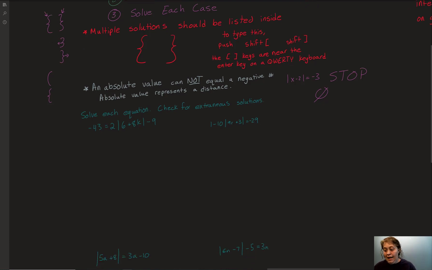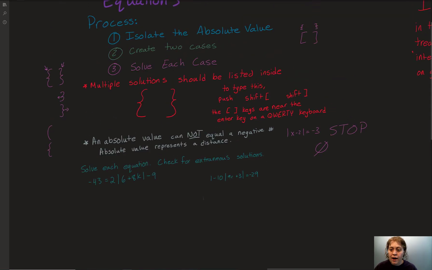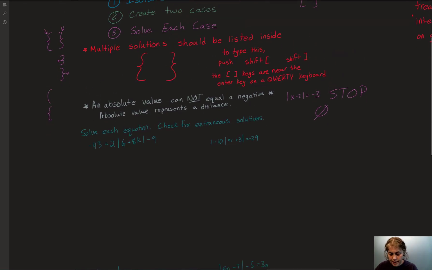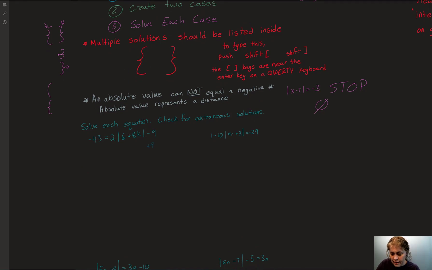All right, let's get into the fun stuff. First things first, we have to isolate the absolute value. So I'm going to start by adding the 9 over to the other side. That gives me negative 34 is equal to 2 absolute value 6 plus 8k. And then I'm going to divide by 2, and that gives me negative 17 is equal to absolute value 6 plus 8k. Basically what I'm doing is I'm treating the absolute value as if it's one giant variable that I'm trying to isolate and get by itself.